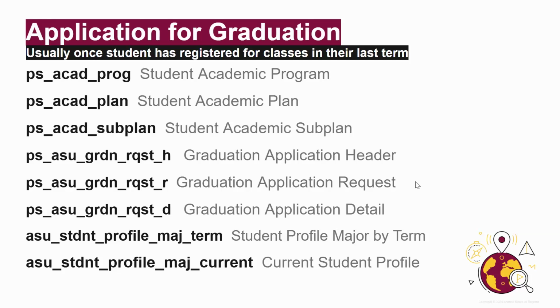Then they can apply for graduation. They're not supposed to apply until their last semester, when they are registered for the last classes that they need. When they apply for graduation, you'll see it in the academic program plan stack. But we have the ASU graduation application tables that store extra information. Like, are they planning on transferring credits before they graduate? How many hours is that? Things like that. So that's all there.